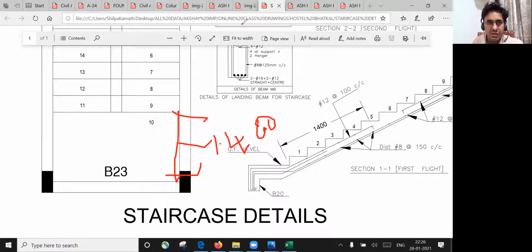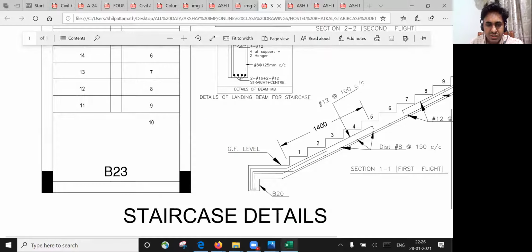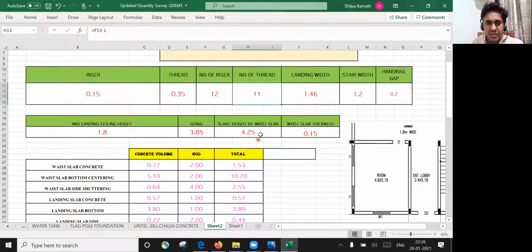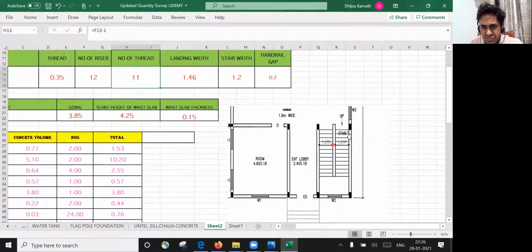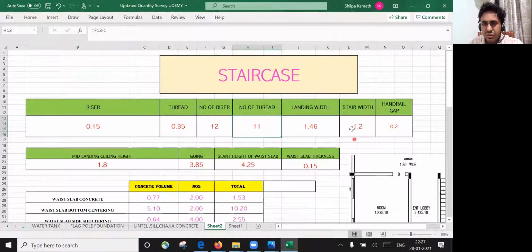We'll go back to the Excel sheet again. So that is why I've written it here. Landing width is 1.46. Now coming to the stair width. If I show you this drawing, this is my stair. This is my first flight, and this is the second flight. What is the width given here? It is 1200 mm. Here also it is 1200, here also it is 1200. So that is the reason I've written here that the stair width is 1.2 meter.